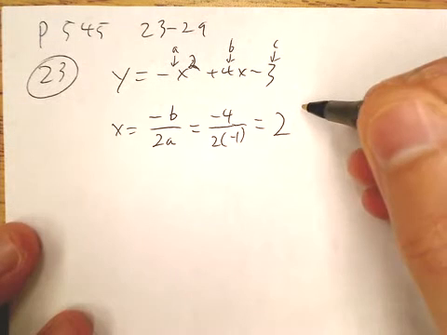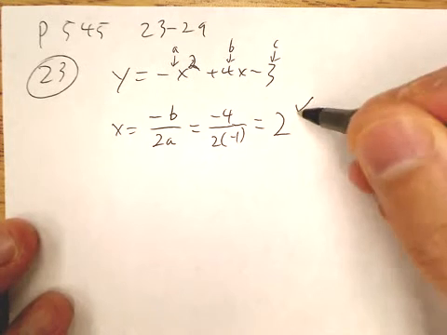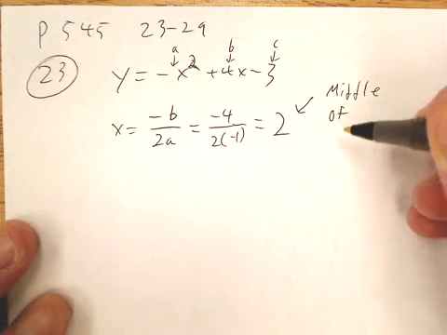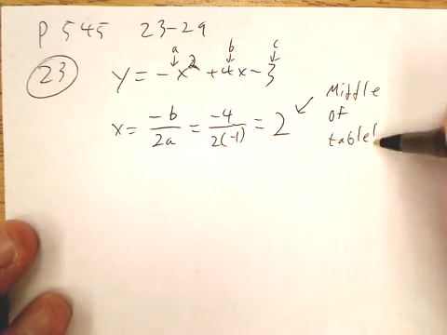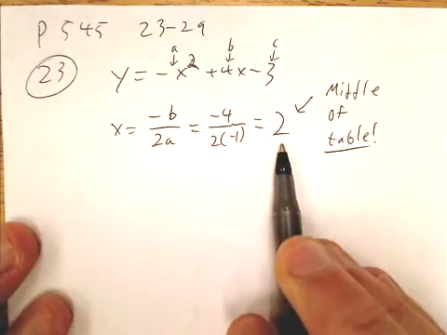This number is important for a couple reasons. It's the axis of symmetry. It's where we're going to draw that vertical line. But this is also the middle of our table. Okay, so when I'm drawing my table, this number has to be in the middle of it.